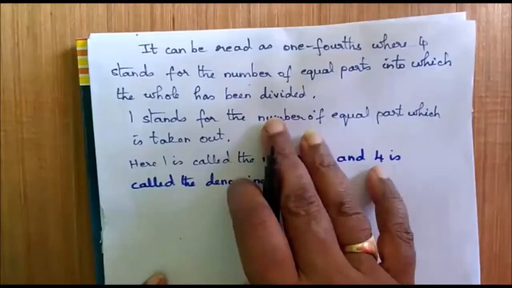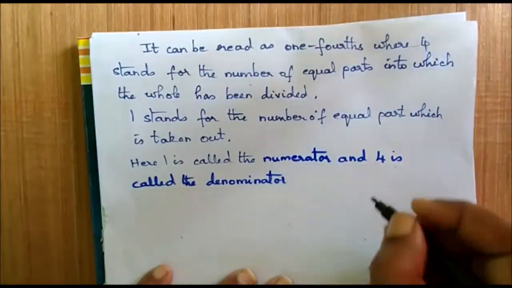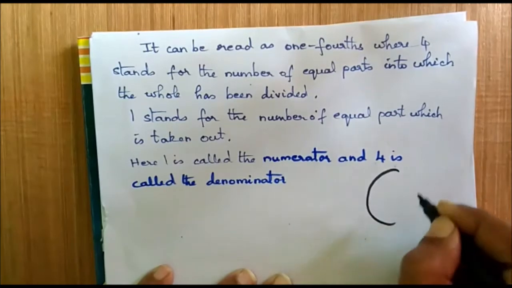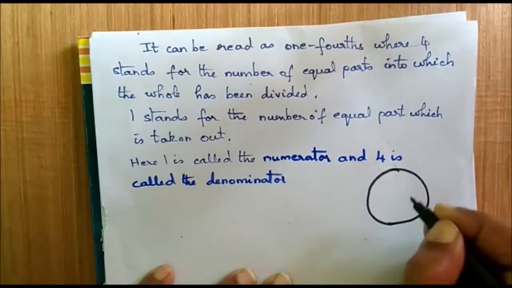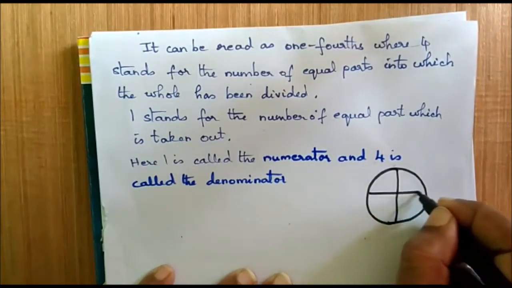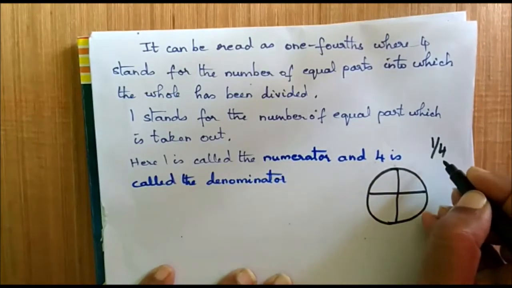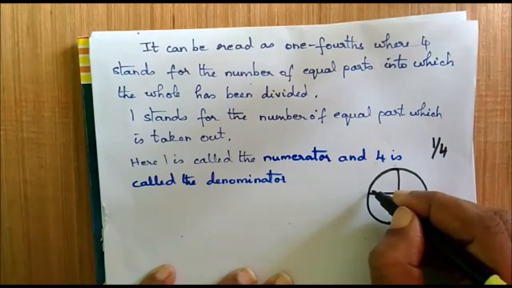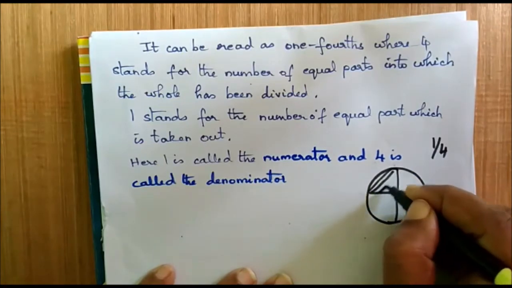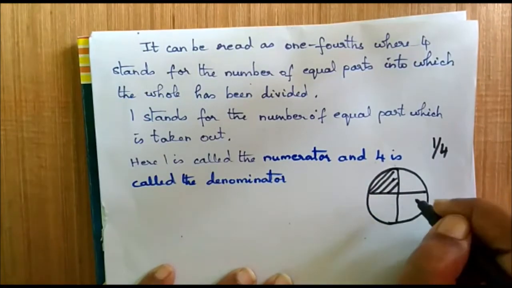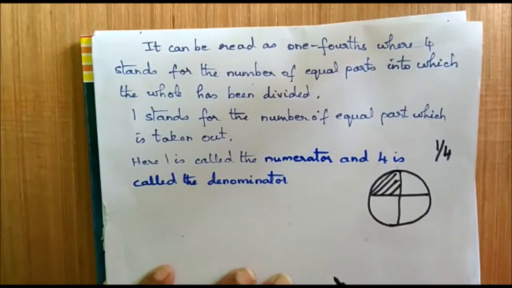Now let us draw a circle. There are 4 equal parts. Now I want to represent the fraction 1 by 4. How do I do it? For that I will shade 1/4 part of the whole figure, that is a circle.